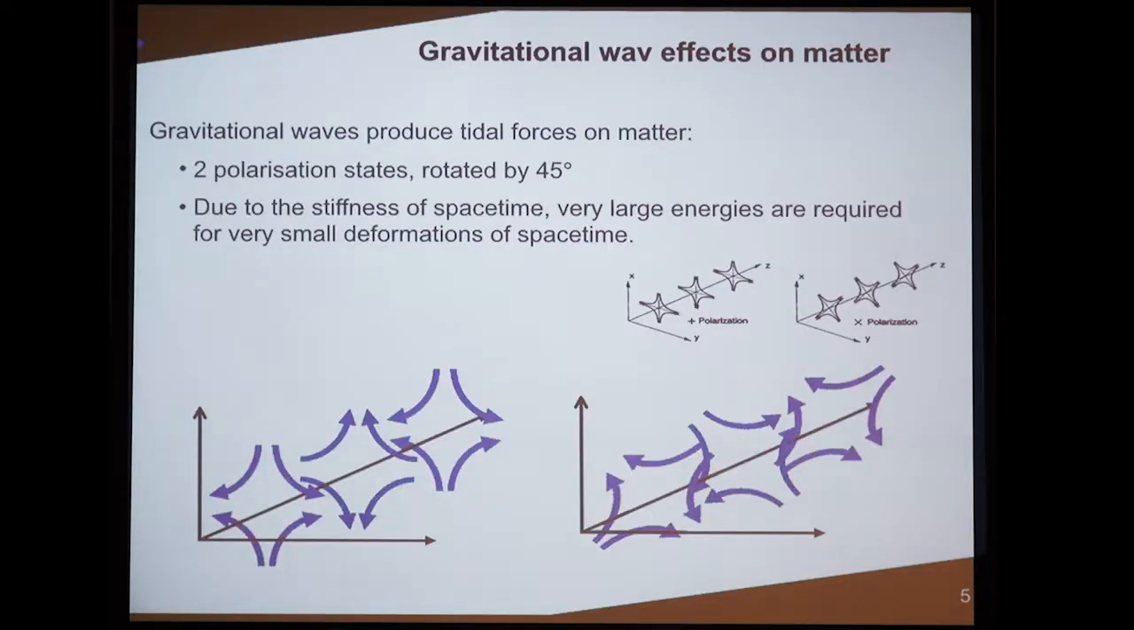What is the effect of gravitational waves on matter? Essentially, gravitational waves produce tidal forces on matter, like on our detector. Like in electromagnetism, there are two polarization states, but here they are rotated by 45 degrees. So we see our two polarization states, which stretch and compress matter periodically. But because of the extreme stiffness of space-time, it needs a lot of energy, huge masses at very large accelerations, to create even the tiniest deformations. And that's why only astronomical objects can create deformations in space-time that are large enough for us to measure.